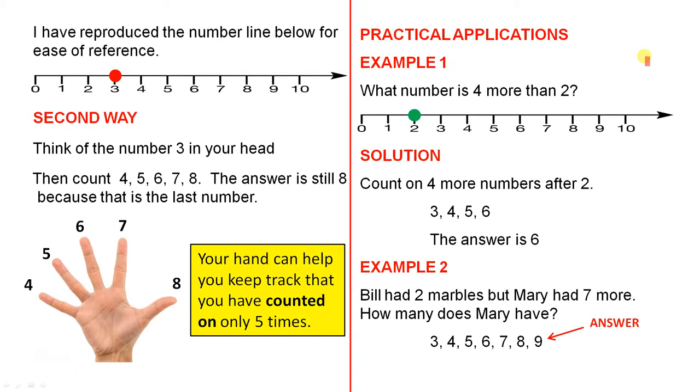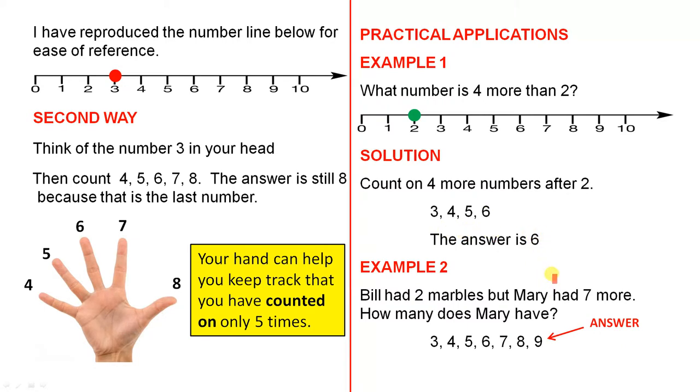Practical applications just means some examples that you might be given in real life, some simple sums which rely on counting on. What number is 4 more than 2? So here is the number 2, and we want the number 4 more. The solution: count on 4 more numbers after 2. You can use your fingers again, but this time you only have to use 4 of them. So at the end you want to see 4 fingers up. Think of 2 and go 3, 4, 5, 6. The answer is 6.